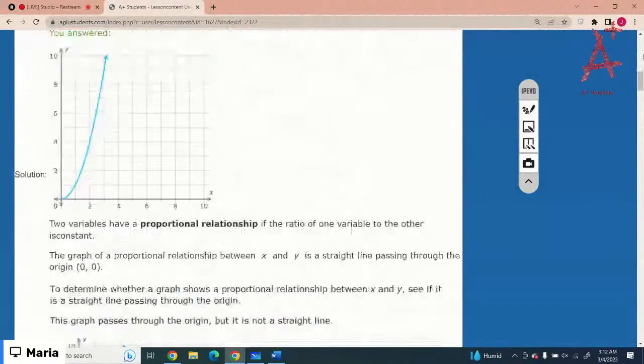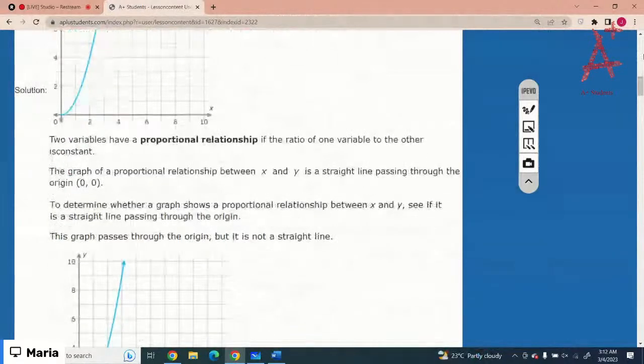So here is the condition for the proportional relationship. Two variables have a proportional relationship if the ratio of one variable to the other variable is constant. That means the relationship between both values is constant. Got it? The ratio between both variables is constant.